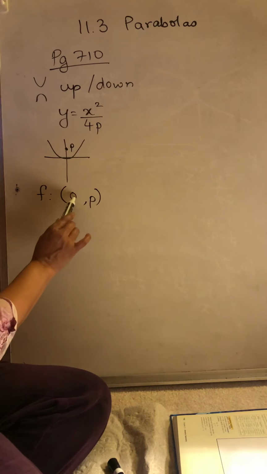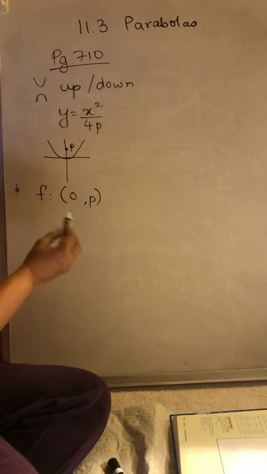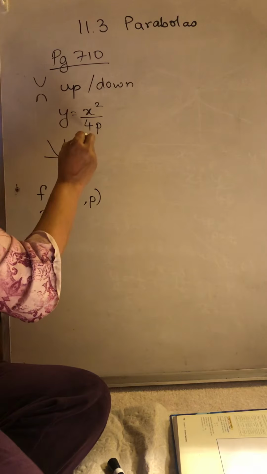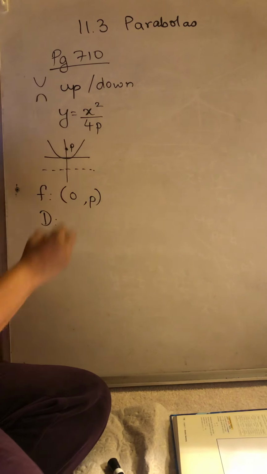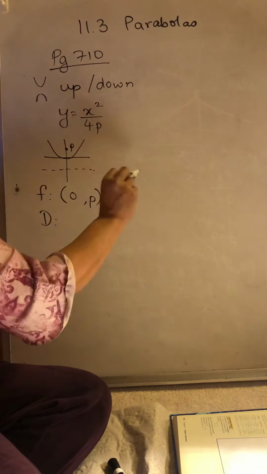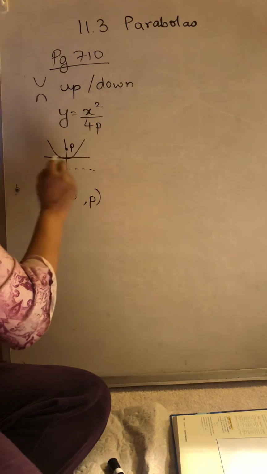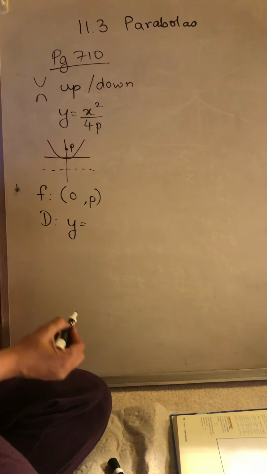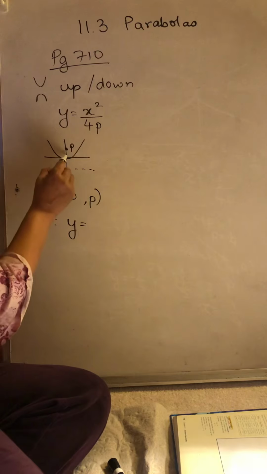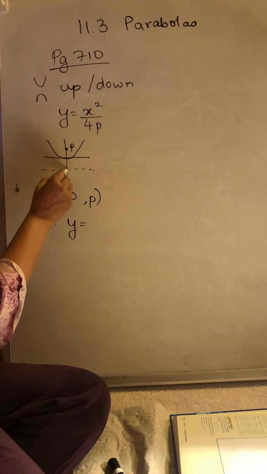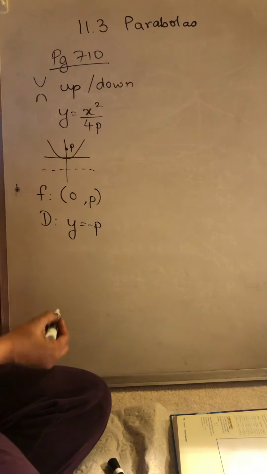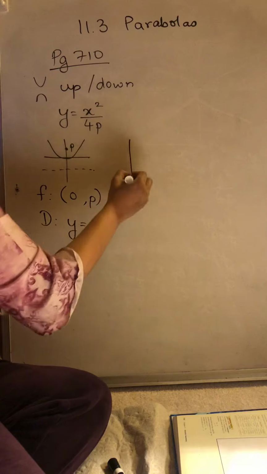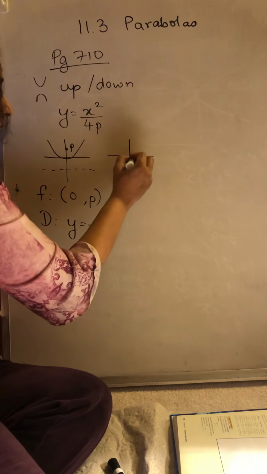So the focus is 0, p. The p is right here. And what is the directrix going to be? Since this parabola is opening up, my directrix is going to be horizontal. Every horizontal line, just like the x-axis, y is 0, so every horizontal line will have equation y equals something. And since this is p, it's p units down, so it will be negative p. Make sense?